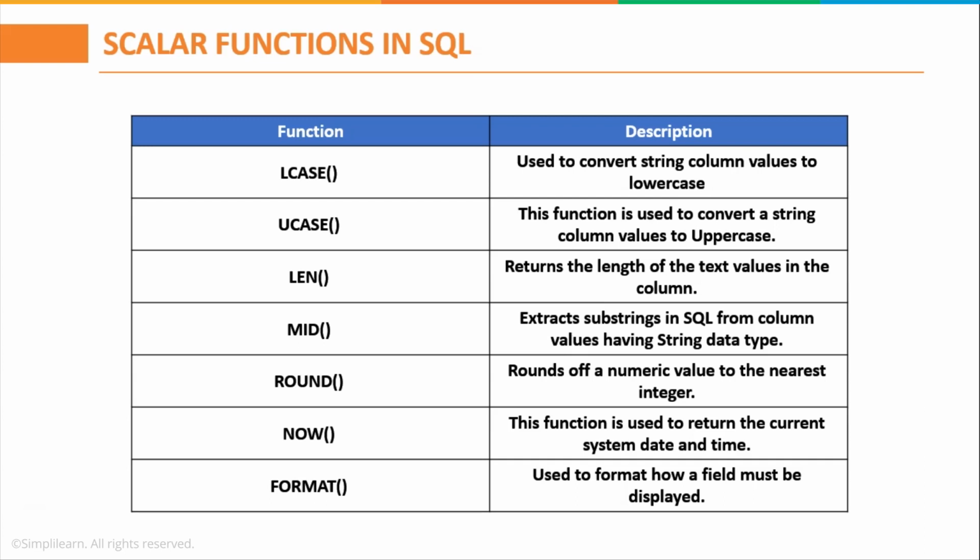And similarly we have a format function which is used to format the contents of the field. It is used to specify how the content of the field should be displayed or returned. It similarly works on the values of all data types. So now that we've understood the different scalar functions in SQL, let us jump straight into MySQL Workbench for the execution part, wherein we'll discuss each and every scalar function with certain examples and execute them.